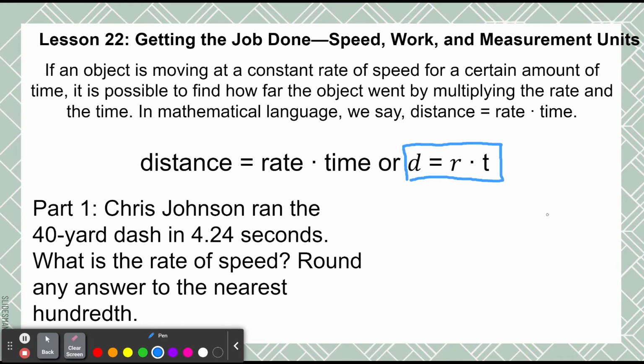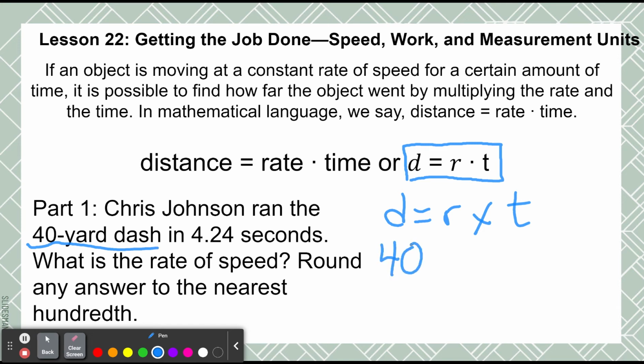Part 1. Chris Johnson ran the 40-yard dash in 4.24 seconds. What is his rate of speed? Round any answer to the nearest hundredth. Well, I just got done telling you that distance equals the rate times the time. But this time, I don't want to know the distance. I already know the distance. He ran 40 yards. So if I were to plug this in where it belongs, 40 is the distance.